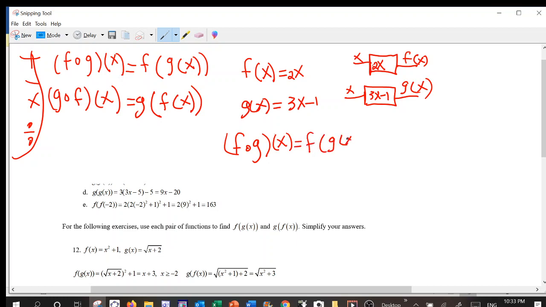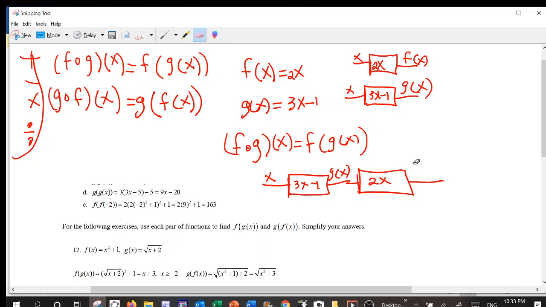g of x. What does that mean? It means let the x go through g first, so that's g, 3x minus 1. Let it come out, and then let the output become an input of f of x. So this is f of x. So what do I write here? That's f, but it's f of g of x, right? f of g of x. So for example, if I put a 3 here, 3 times 3 is 9 minus 1 is 8. And 8 goes in there, 2 times 8 is 16, right?